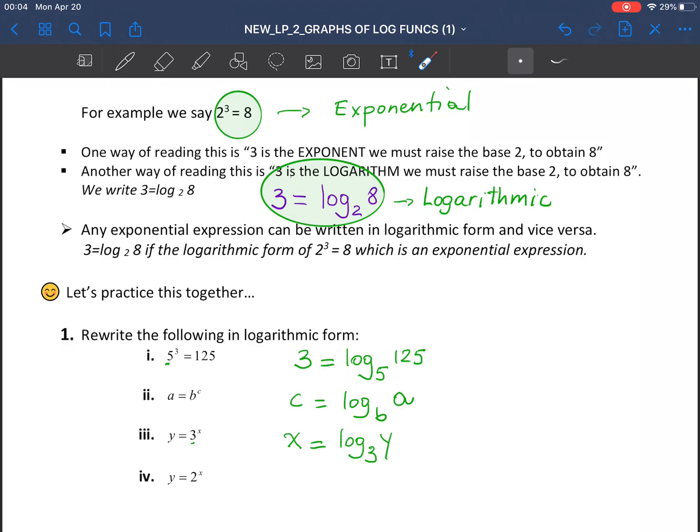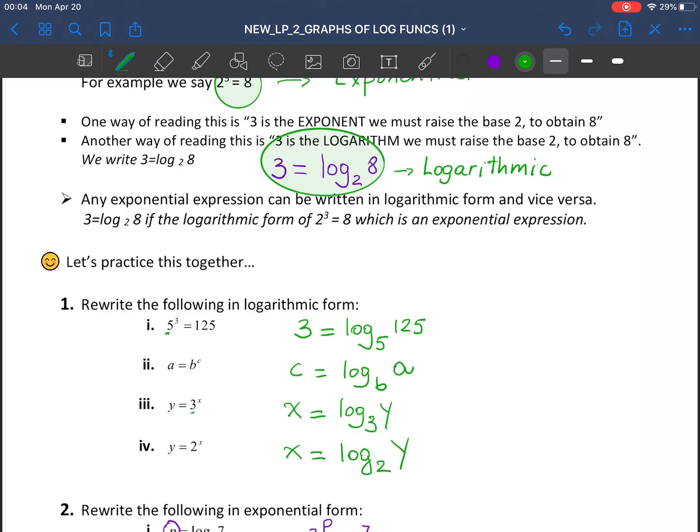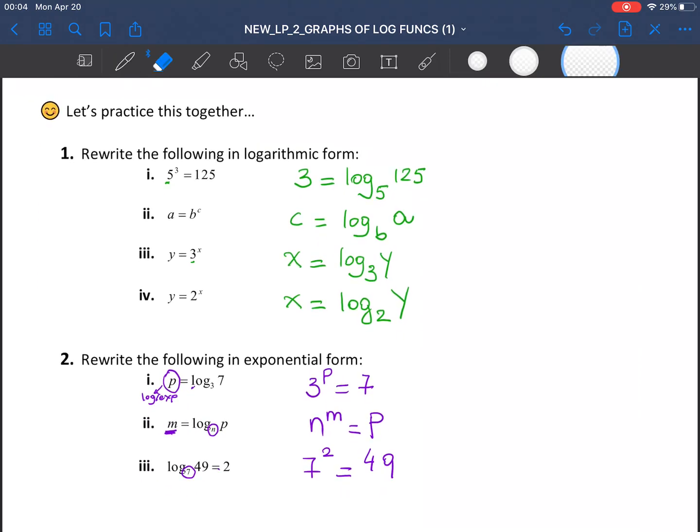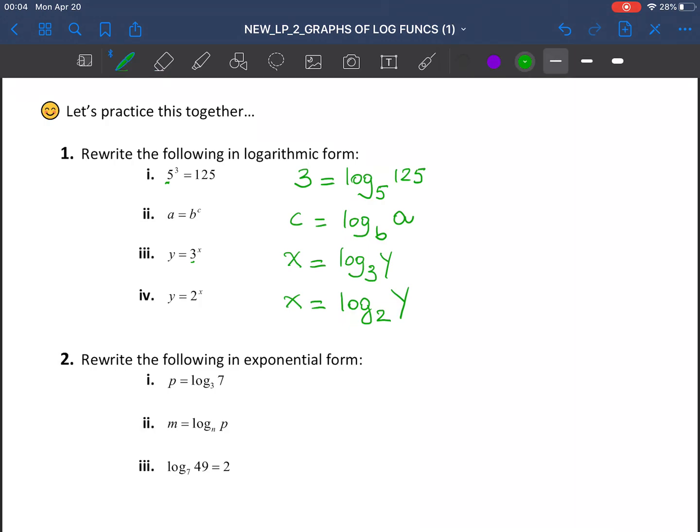Last example. y equals 2 to the power of x. The exponent is x. So we say x is the exponent, or log. We must raise the base 2 to obtain y. In the next examples, we'll practice how to convert numbers from logarithmic to exponential form.